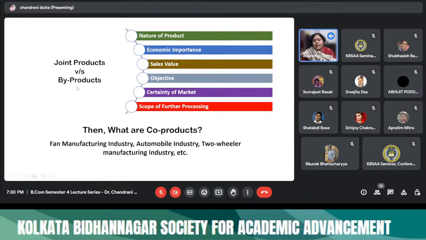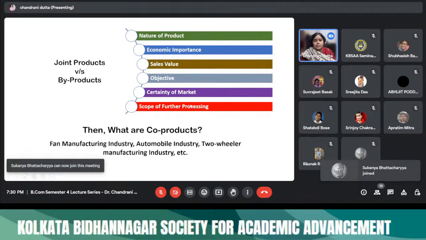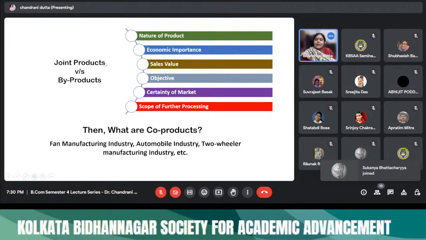But as far as byproducts are concerned, তাদের মার্কেট অ্যাকসেপ্টেন্স কিরকম হবে, মানে সেটা অতটাও ক্লিয়ারলি আমরা ফোরকাস্ট করতে পারি না। সার্টেনটি অফ মার্কেটটা বাই প্রোডাক্টের কম। And scope of further processing, joint product definitely carries a greater scope of further processing in comparison to byproduct. So these are the few points of distinction that you may take, you can discuss, you can write if the question comes as the difference between joint products and byproducts.